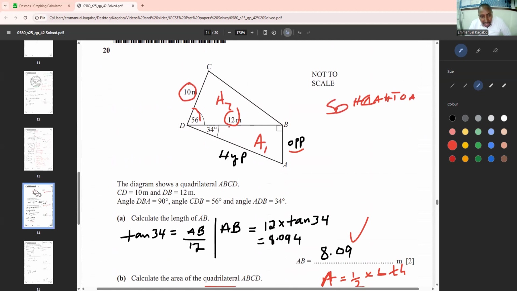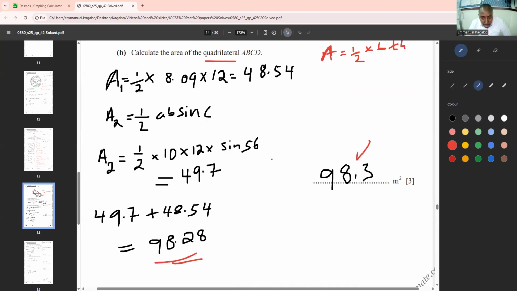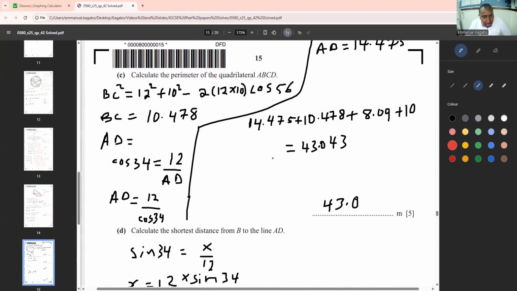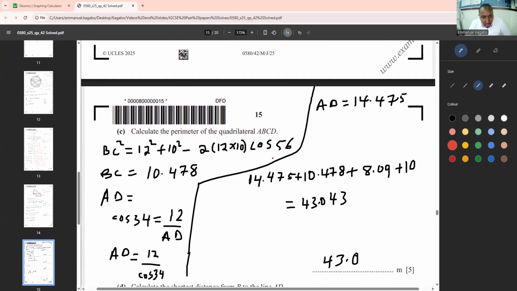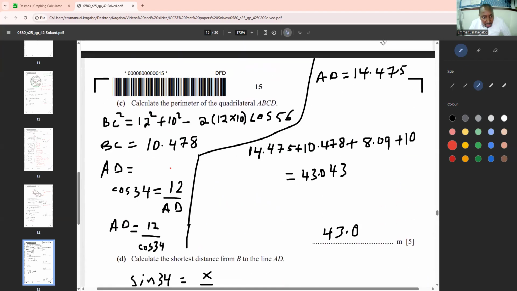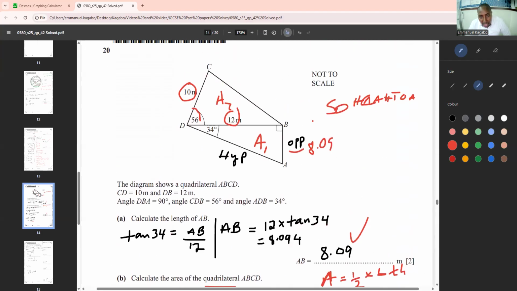So I have this side. I got that. Remember, it was 8.09. I don't have this one. You can use Sokatua, you can do Pythagoras theorem. It doesn't matter, because you have this side and you have that one. I used the Sokatua because I had adjacent and hypotenuse, but also you can go with the Pythagoras theorem and we get exactly the same thing.